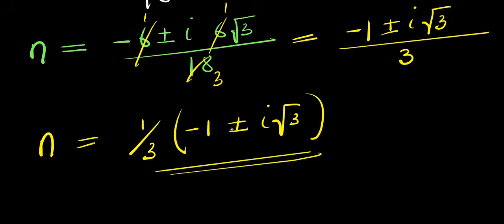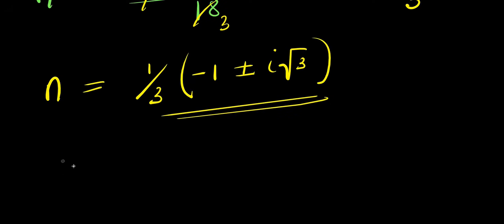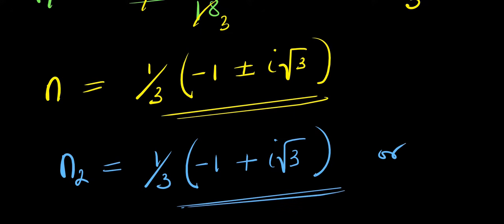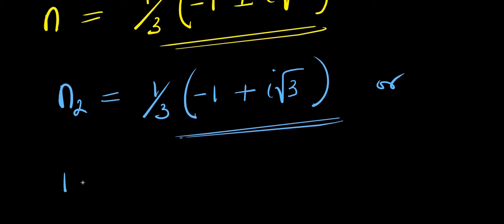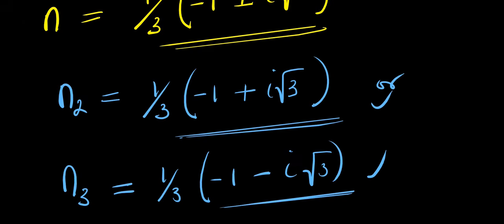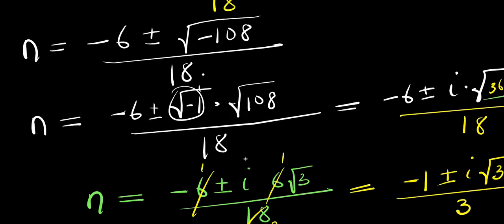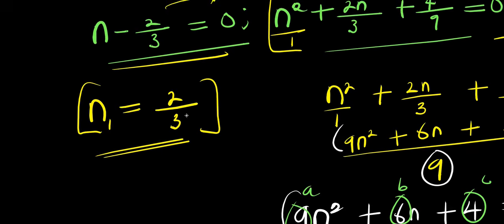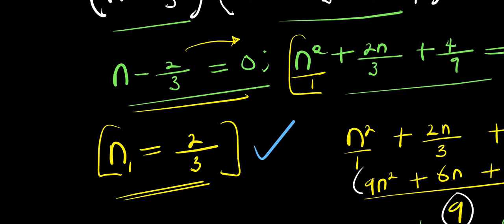So we have two complex values for n. We have n2 equals 1 over 3 times negative 1 plus i root 3. We also have n3 equals 1 over 3 times negative 1 minus i root 3. So these are the two complex solutions, and we have one real solution, which is n equals 2 over 3. So this is a real solution here.